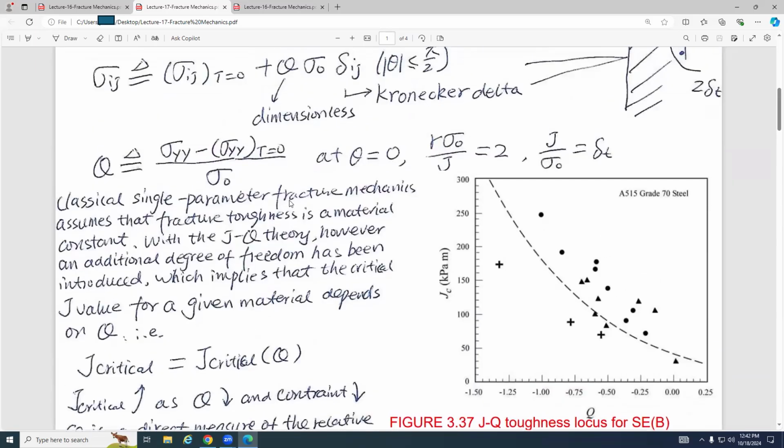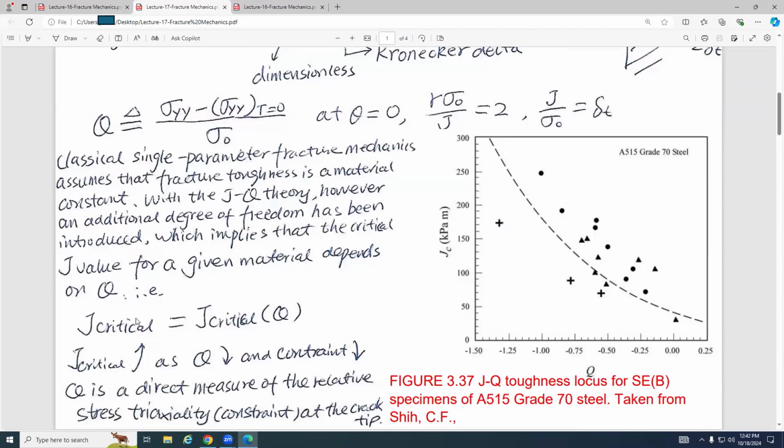Classical single parameter fracture mechanics assumes that fracture toughness is a material constant. With the JQ theory, however, an additional degree of freedom has been introduced, which is Q, implying that the critical J value for a given material depends on Q. That is, J critical is a function of Q. You cannot use a single parameter model to describe the field. You need to have both J and Q.